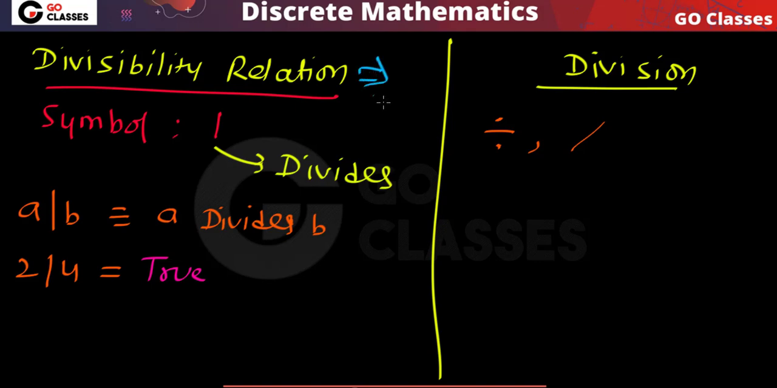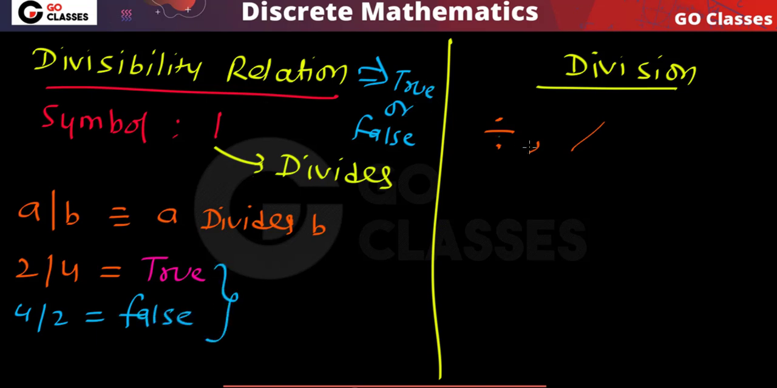So this is binary, I can say. This is either true or false. For example, 2 divides 4, true. 4 divides 2, this is false. So this divisibility relation will give you true or false. But this division will give you a value. For example, if I ask you what is 4 when divided by 2, it simply means 2.